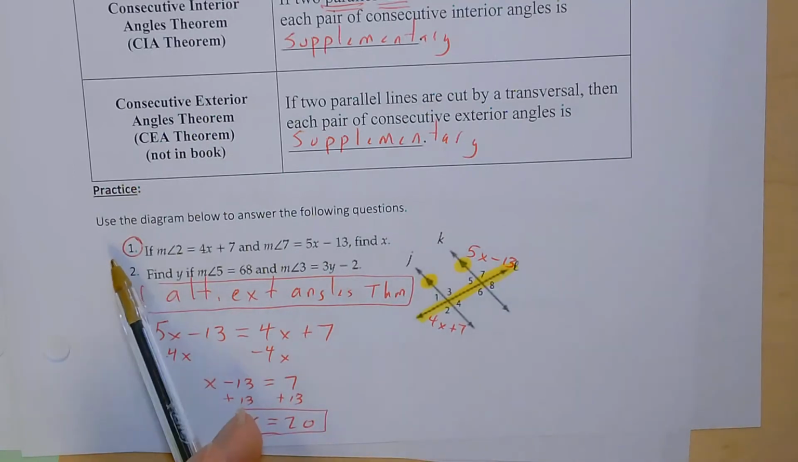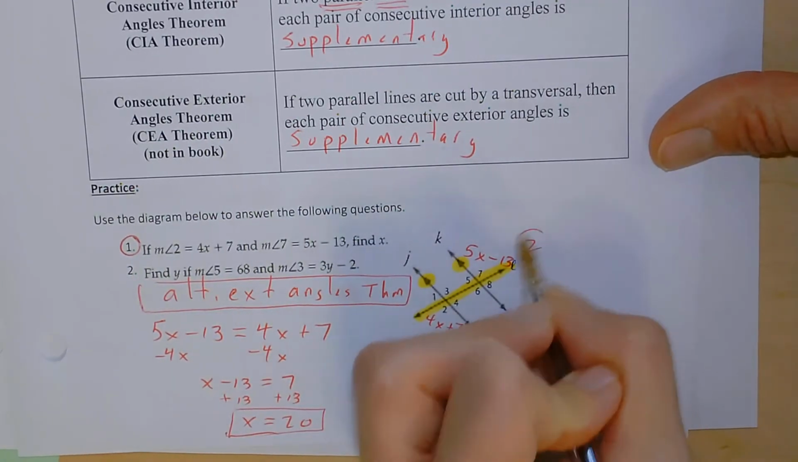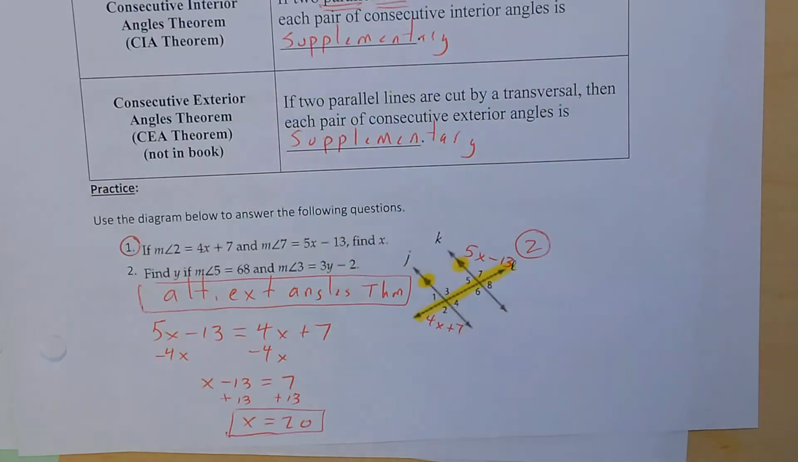So we're going to skip 2, and you will go back and do number 2 over here in just a second, and we'll check it. Okay, flip it to the back. I'm going to do one more example with you.